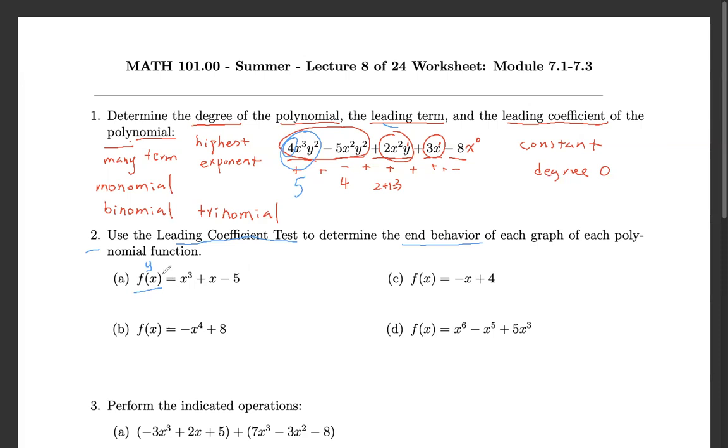So this is a polynomial function, and the degree is 3, because the highest exponent is 3. This is the leading term, and the leading coefficient is 1, because there is no number, so by default it is 1. And this is a constant term, -5, degree 0. x is linear, degree 1. So this is a degree 3 polynomial. All right. So what is the leading coefficient test? Two parts. A polynomial has either even degree or odd degree.